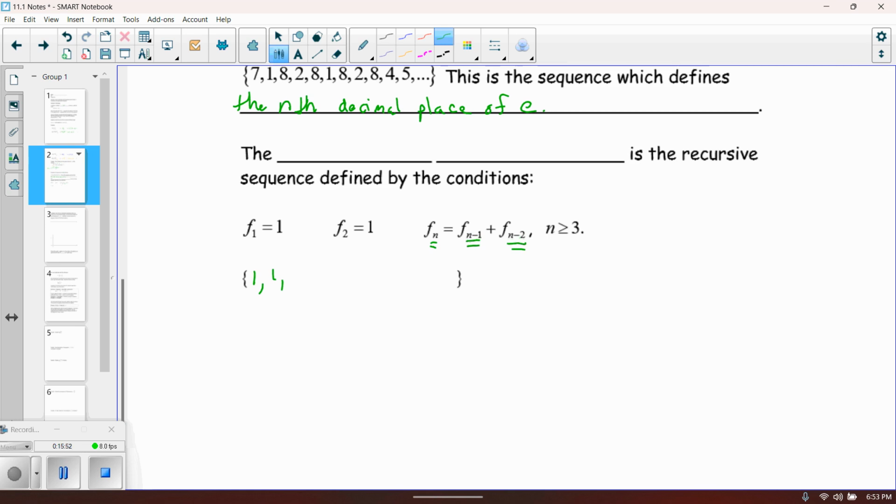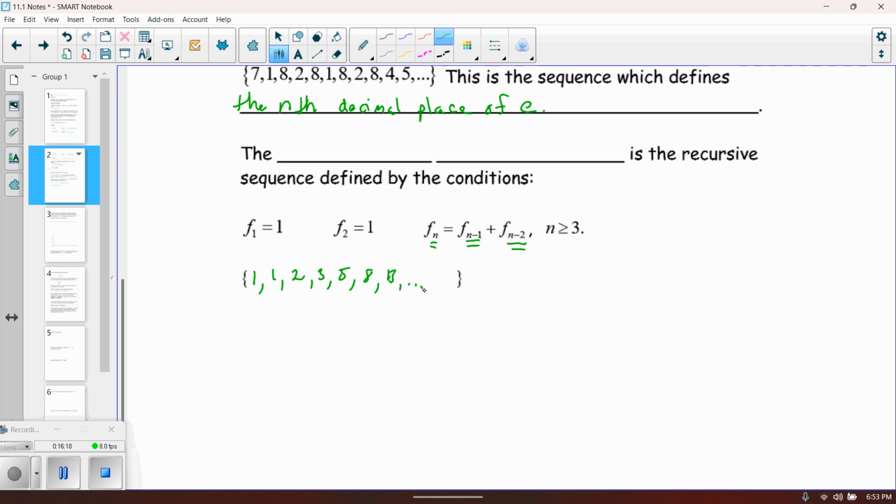So to get the third term, I'm going to take 1 and 1 and add them together, and I would get 2. To get my fourth term, I'm going to take my previous two terms, which are the second and third terms, 1 and 2, and add them together and get 3. And then I'm going to take 2 and 3 and add them together and get 5. And then 3 and 5 will get 8. 5 and 8 will get 13, and so on.